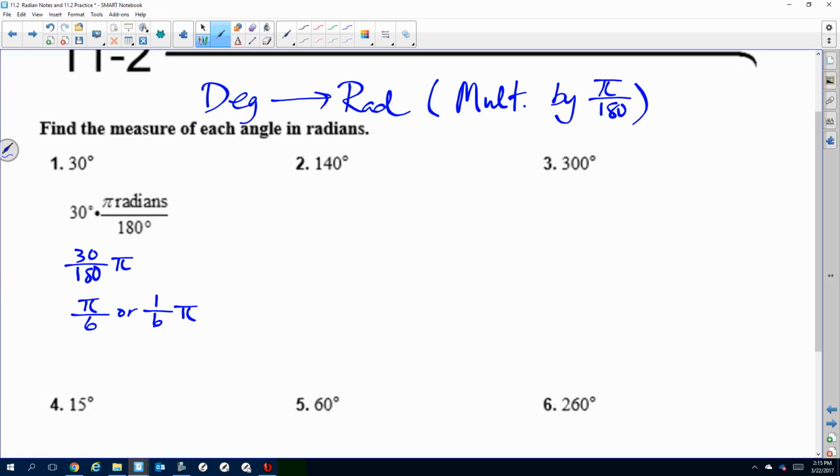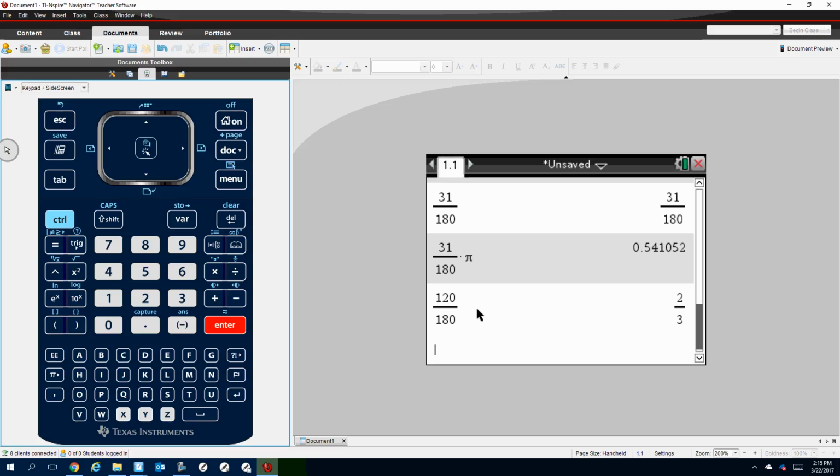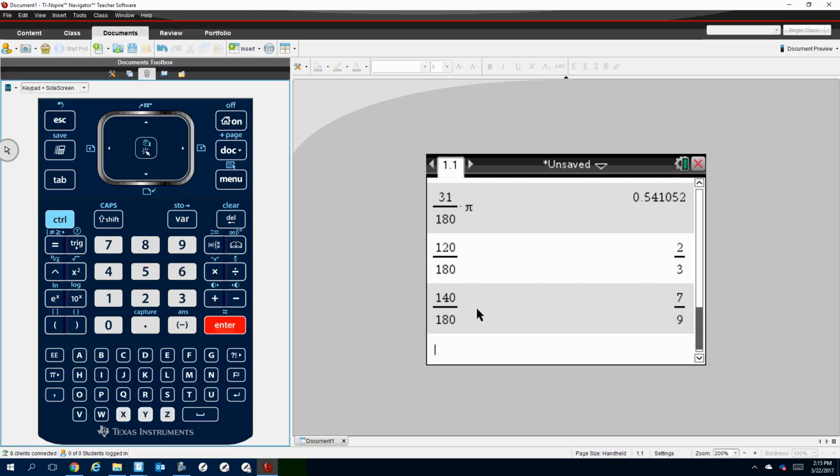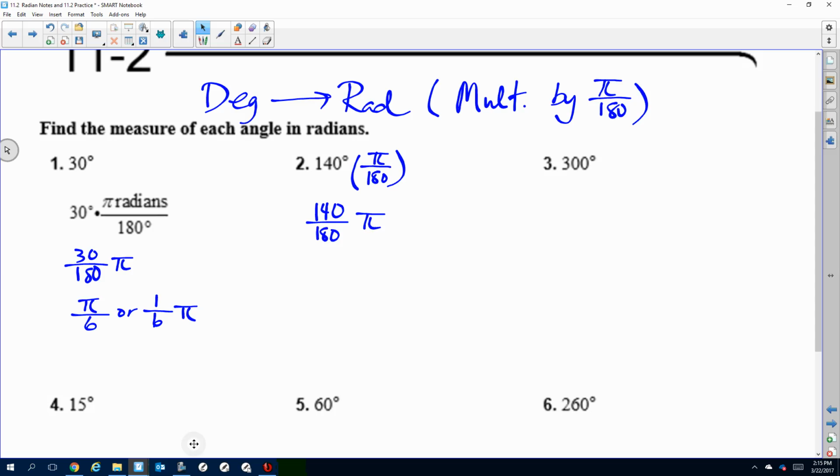For here, we're going to do 140, convert it to radians, so we multiply it by pi over 180, which really ends up being the 140 over 180, and then we'll add our pi. In your calculator, you can just type in the 140 divided by 180, and it will simplify it for you. So we have 7/9, and then you add the pi. So that's our final answer here.